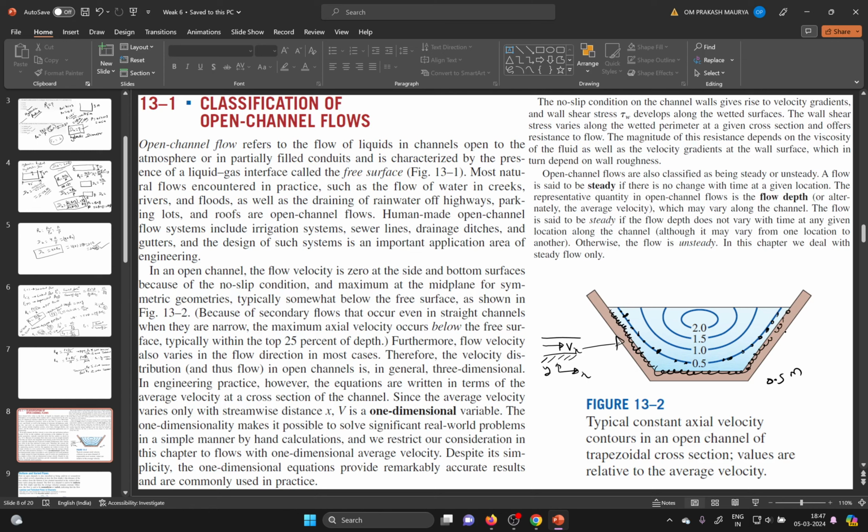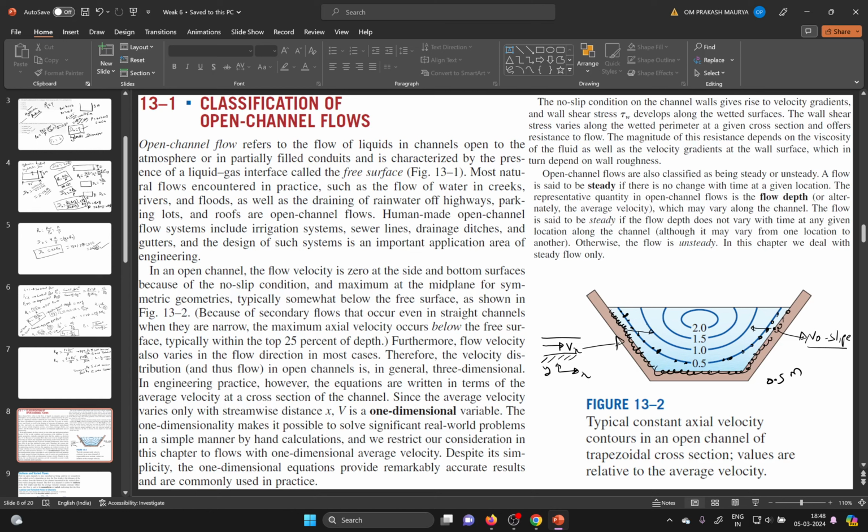So due to the wall, the no-slip condition will be 1. Your velocity at the wall will be 0 everywhere, and the wall effect propagates towards the main channel, towards the main stream. So here your velocity is 0.5, here 1.0, here 1.5, here 2, here 2, and then it decreases: 1.5, then 1, then 0.5.